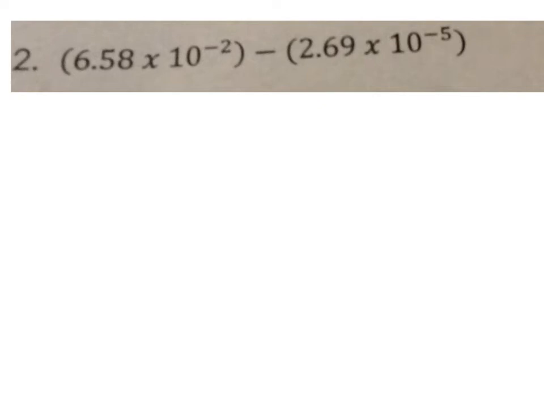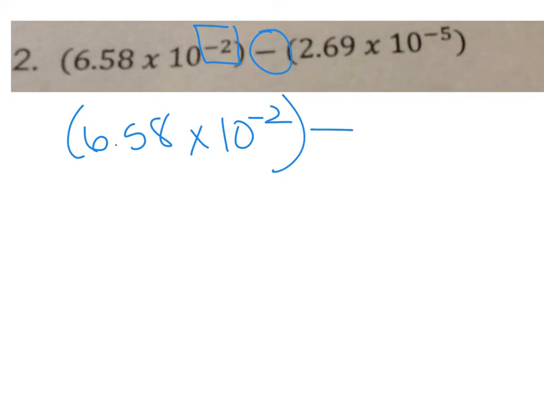All right, here's problem number 2. It's a subtraction problem, which means I know I need to get the same exponent. Which exponent is higher, -2 or -5? -2 is higher. So this one is going to stay the same, 6.58 times 10 to the -2nd. And then in 2.69 times 10 to the -5, we know we're going to change it to 10 to the -2nd. What we have to figure out is, what are we going to change it to? Well, -2 to -5 is 3 changes.